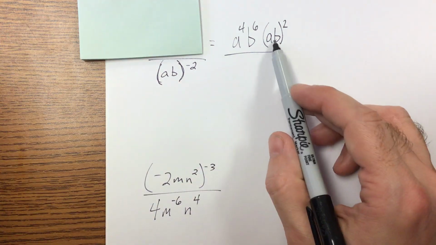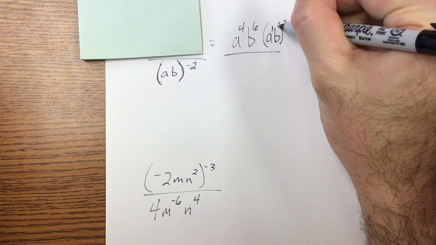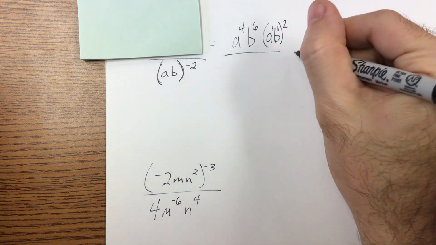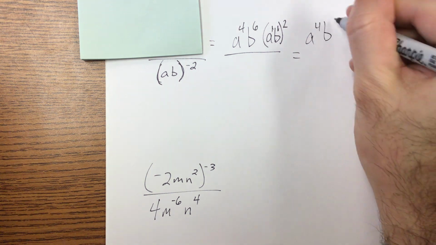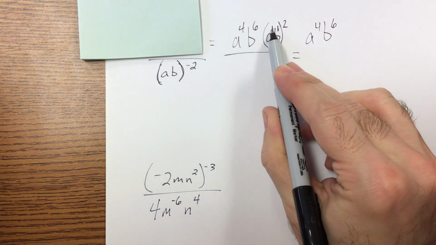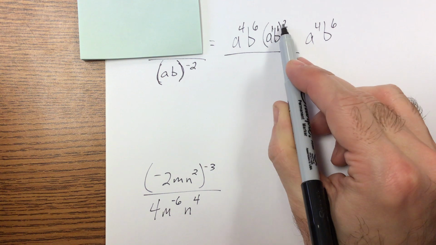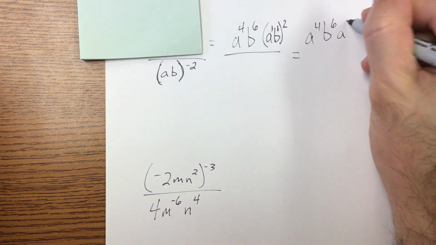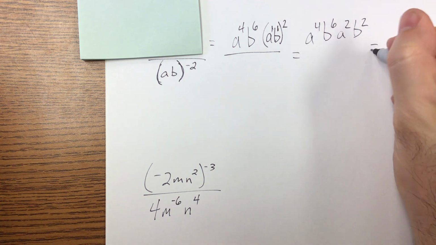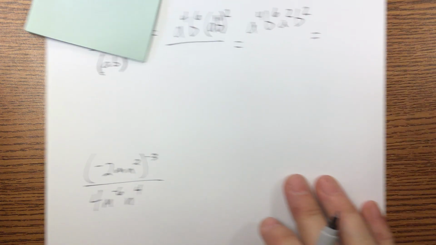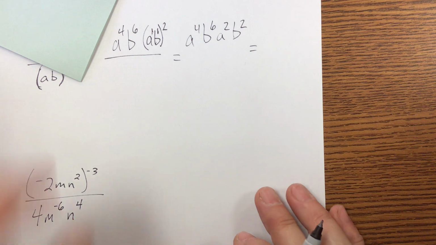Now let's look at this. This is really to the 1st, right? So these aren't going to change. A to the 4th, B to the 6th. But now these are powers to a power. 1 times 2 is 2. 1 times 2 is 2. Let's keep going. Some of these are going to have multiple steps.